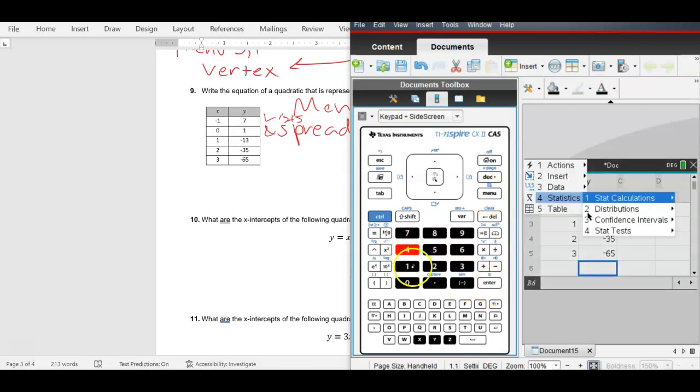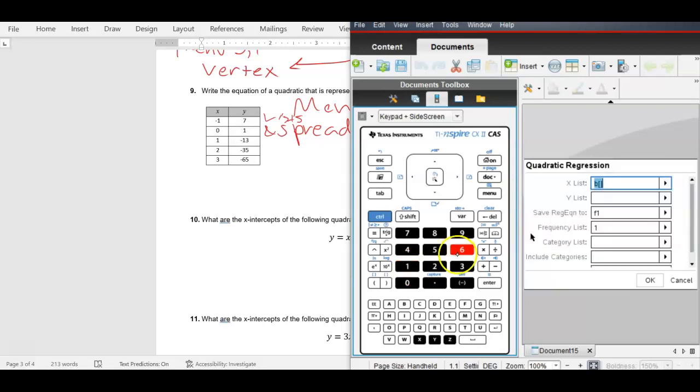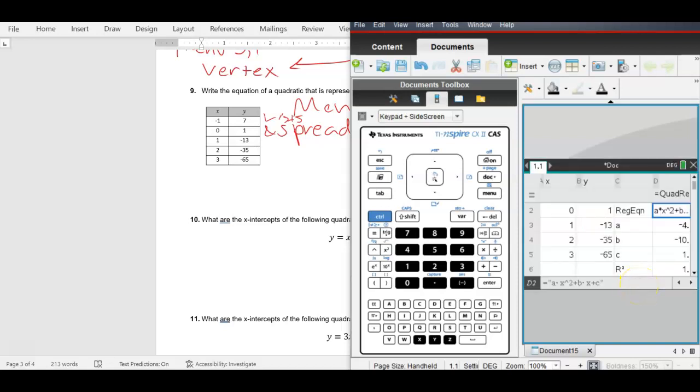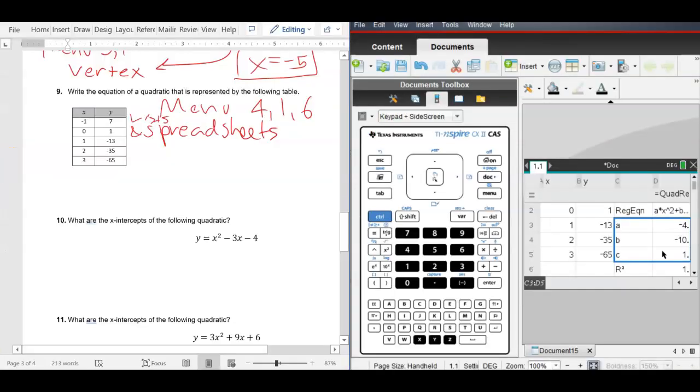Menu 4 1 6 says quadratic. X is X, Y is Y. You have to do X and Y on the top. It's going to give you an A, B, and a C. Please remember, your standard form is a x squared plus b x plus c. So we know A, B, and C.